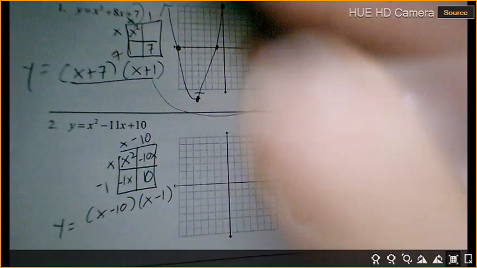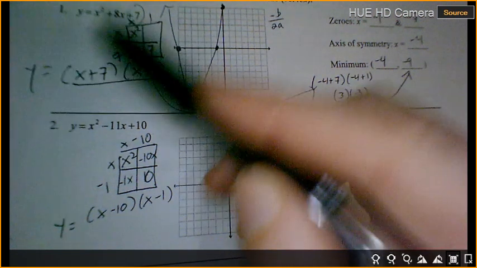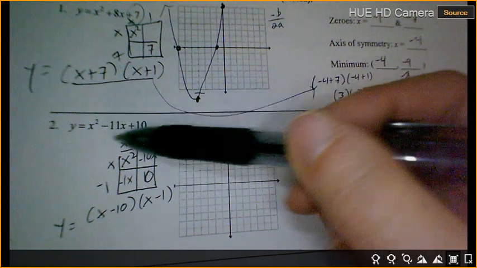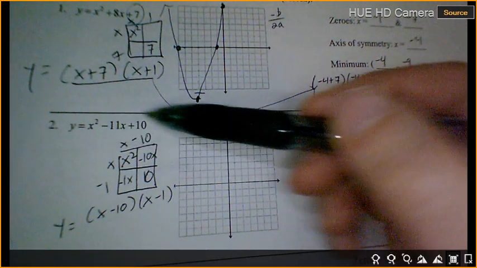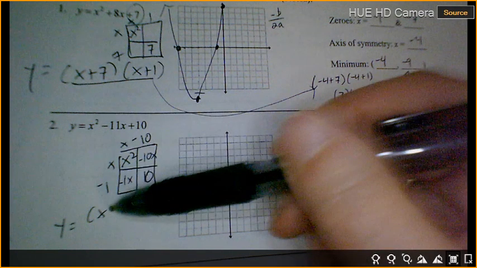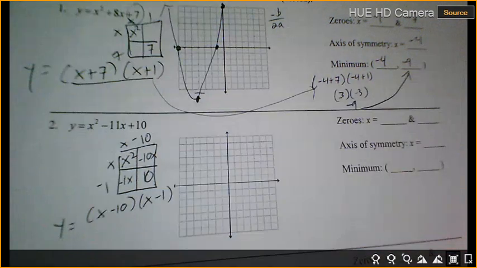When we have a plus and a plus, both of them are plus. When I have a minus by the bx, and I have a plus next to the c, the one that doesn't have an x by it, both of these are negative. That's what I want you to see.